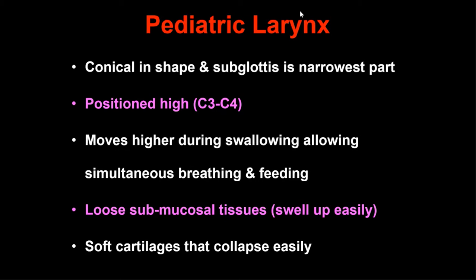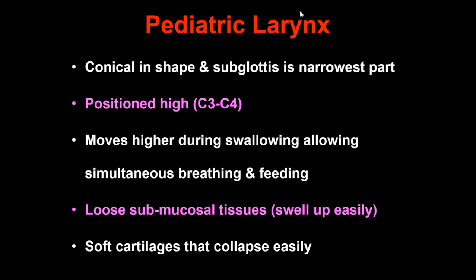Now the differences between the pediatric larynx and the adult larynx; you should know these. The pediatric larynx is conical in shape, and the narrowest part is the subglottis, below the vocal cords, in the children's or neonatal age group. But in adults, the narrowest part is the glottis, in between the two vocal cords.